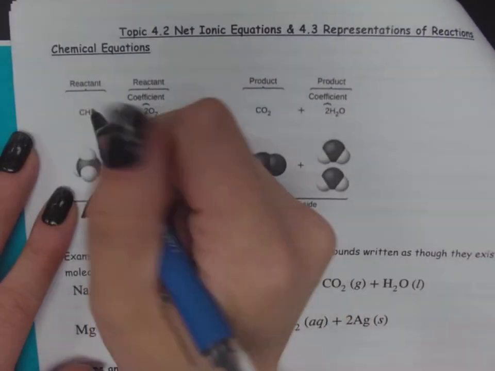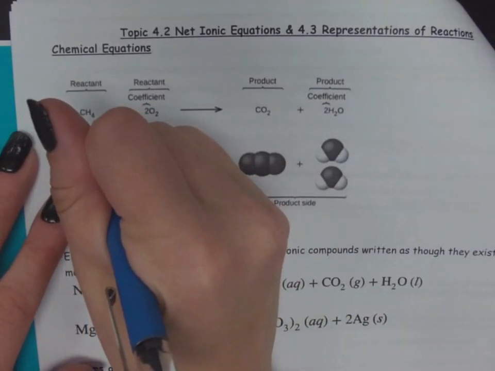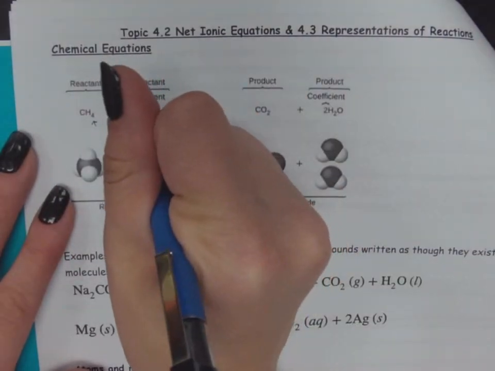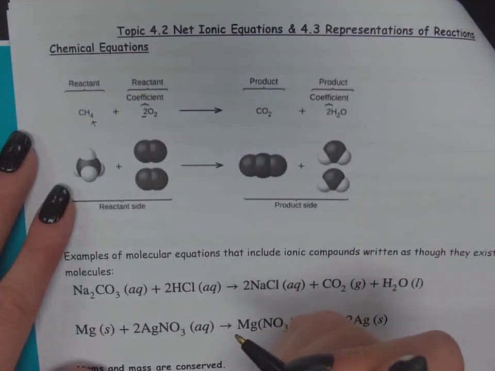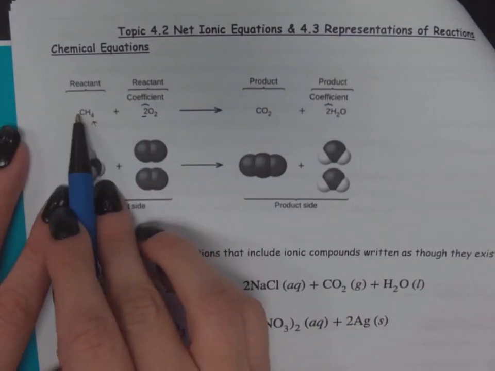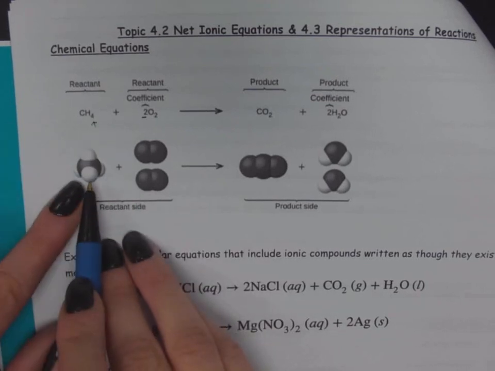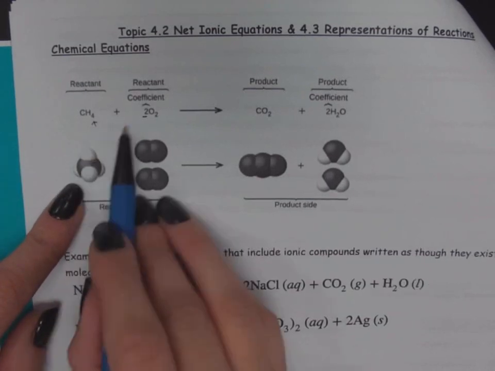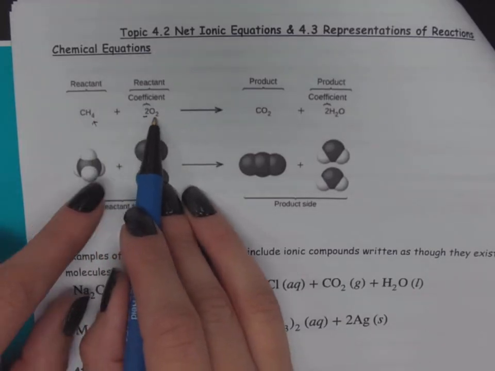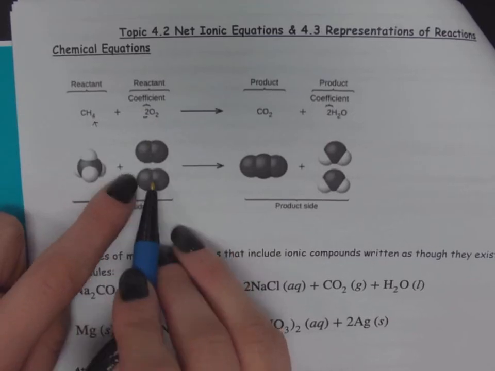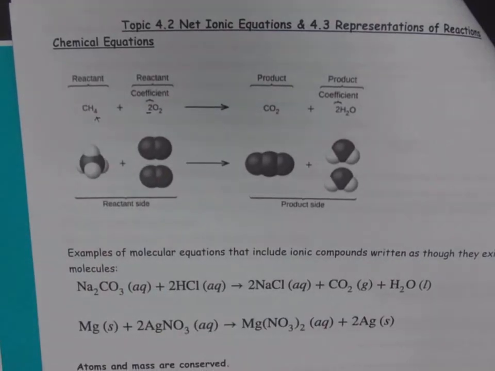We understand that a subscript tells us how many atoms are in that molecule, and a coefficient tells us how many molecules we have. So, an example, CH4, there's 1 carbon and 4 hydrogens, and that's what we see here. 1, 2, 3, 4 hydrogens. And then O2, so there's 2 oxygens in this molecule, and then we have 2 of those molecules. So we understand these concepts.